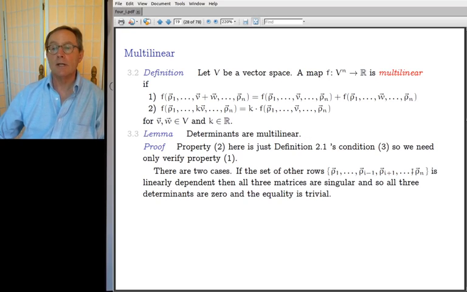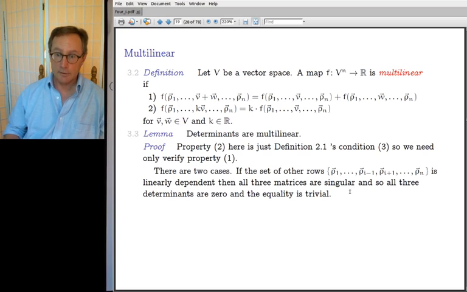if that set of rows is linearly dependent, then that matrix is singular because it doesn't involve v plus w, it involves the other rows. That matrix is singular because it doesn't involve v, it involves the other rows. And that matrix is singular because there's some linear dependence among the other rows. All 3 would be singular because I have a linear dependence among the rows. So I'm looking at 0 equals 0 plus 0, so the statement is true. If the set of other rows is linearly dependent, then the 3 matrices are singular. The determinants of everybody is 0. 0 equals 0 plus 0, we're done.